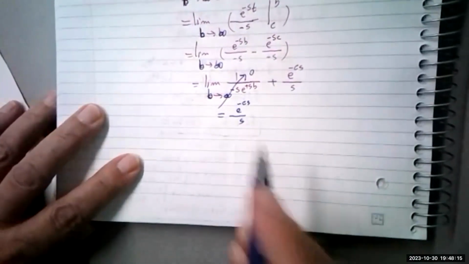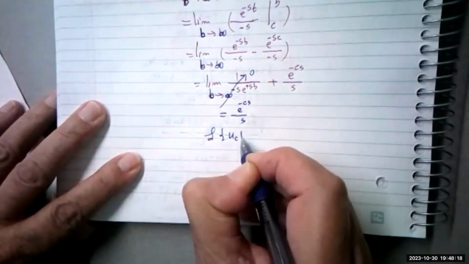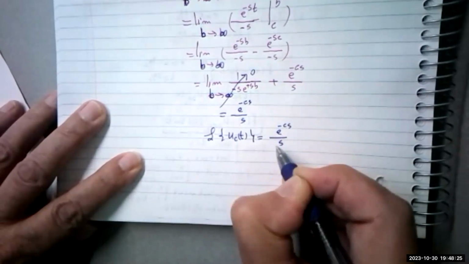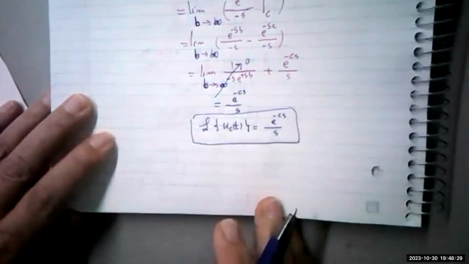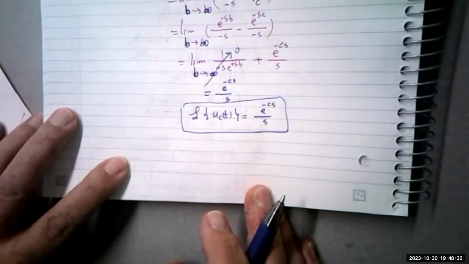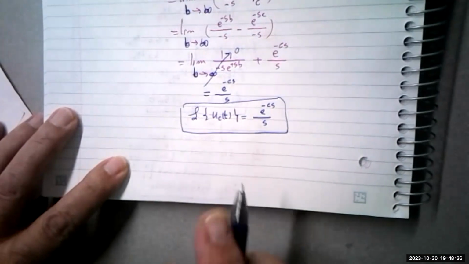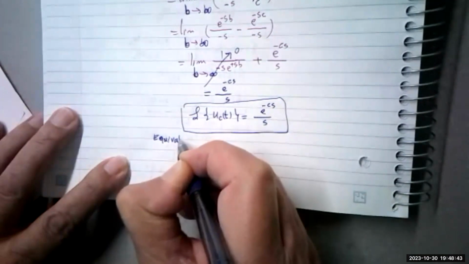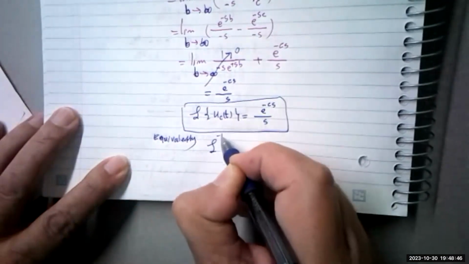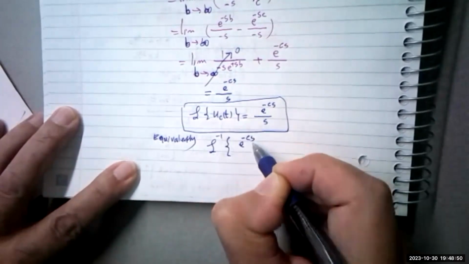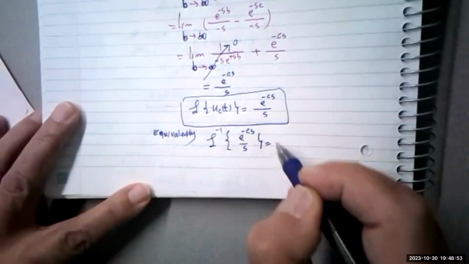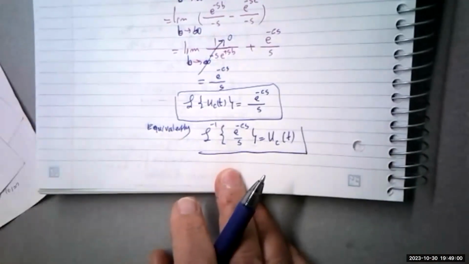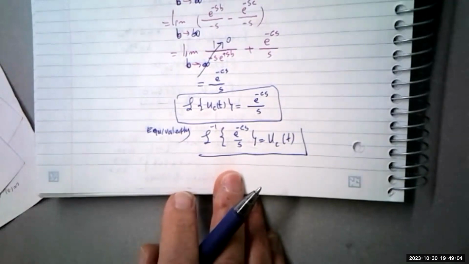Very famous formula. So what's the Laplace of the UCT? Laplace of the UCT is e to the negative cs over s. This is the Laplace transform of the unit step function. And equivalently, the Laplace inverse of e to the negative cs over s is simply what? UCT. So you have to memorize this formula for that second group of equations that we are going to solve.